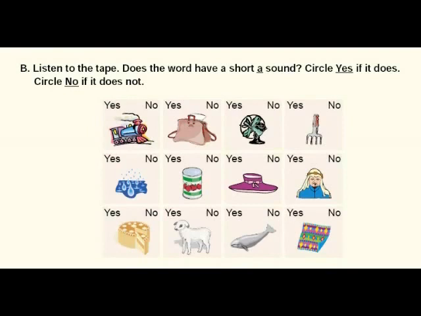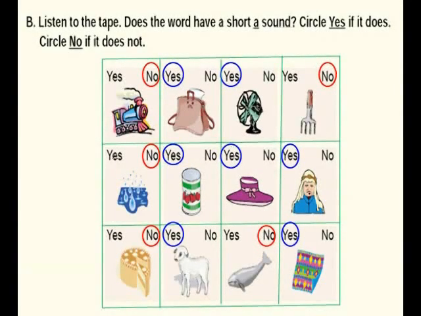Task B. Listen to each word in the tape. Decide if it has a short A sound. Circle yes if it does, and no if it doesn't. The words will be read from left to right. Train. Bag. Fan. Rake. Rain. Can. Hat. Man. Cake. Lamb. Whale. Mat.